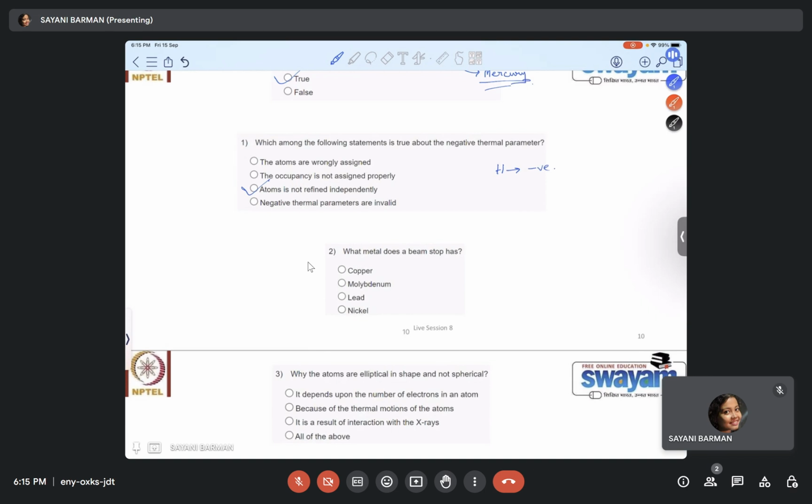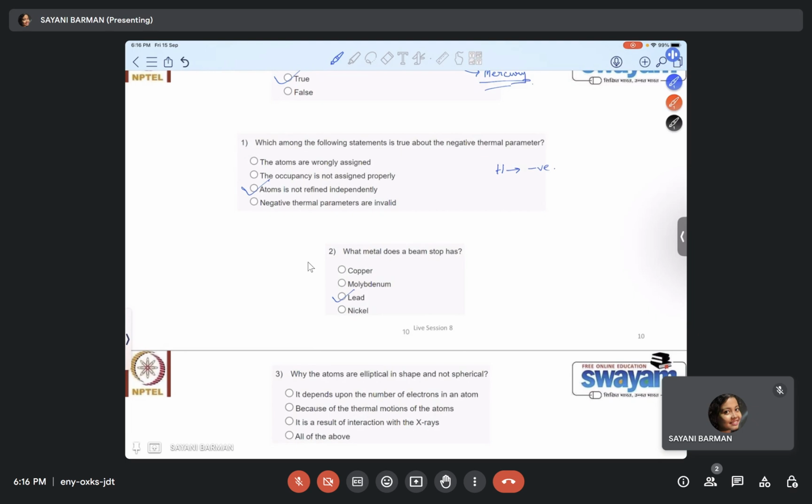Now, what metal does a beam stop have? It has lead. We use lead. Here it is. Because what happens is, when you eject X-rays from the source, it may be copper or molybdenum, whatever it is. Now the X-ray source hits the crystal, right? And the X-rays get scattered in various directions.